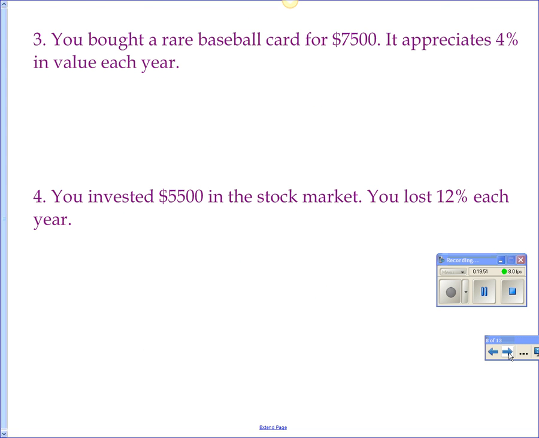Raise your hand if you have a question. Okay. Number 3, you bought a rare baseball card for $7,500. It appreciates 4% in value each year. Jeremy, what's my starting value? So that goes first. Hallie, what am I going to put next? Parentheses 1, and then what? Plus or minus? Yep. Guys, appreciates means it goes up. Appreciates means it goes up. So you put a plus.